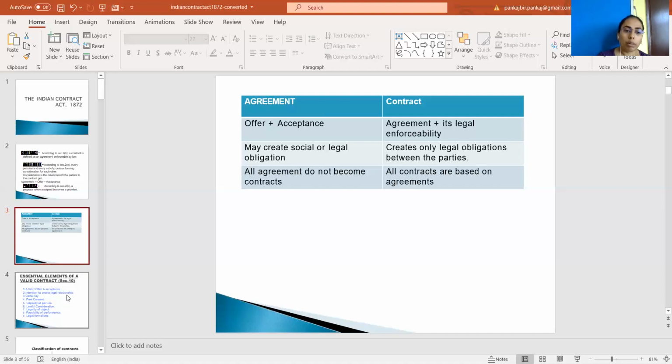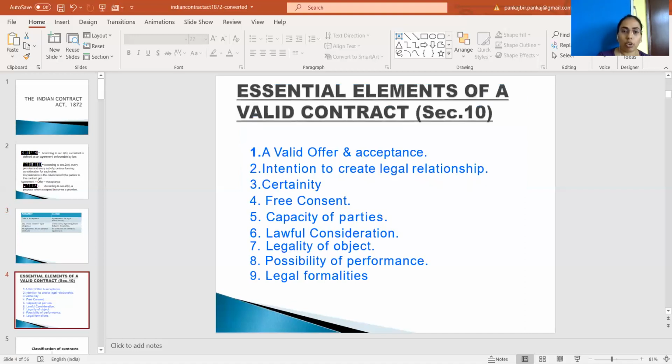Now we are talking about the essentials of a contract, which are given in section 10. So if we talk about a contract, the first essential is a valid offer and acceptance. So what is a valid offer and acceptance? This whole becomes an agreement. So an agreement is the first element for a valid contract.